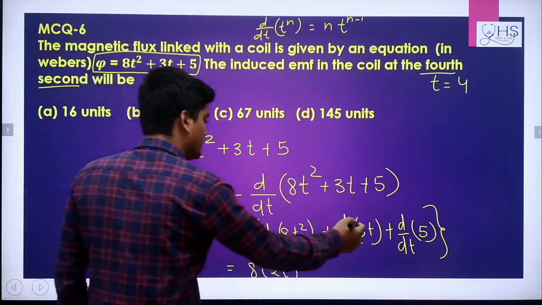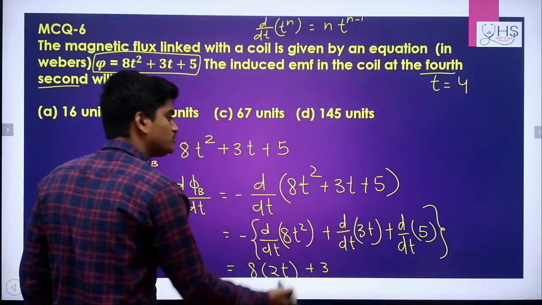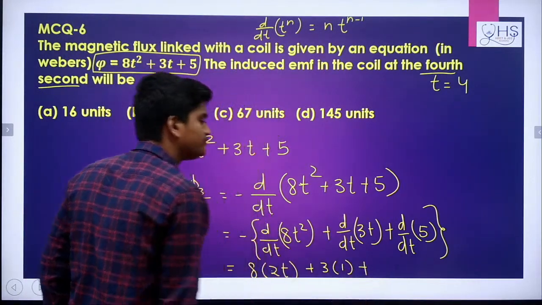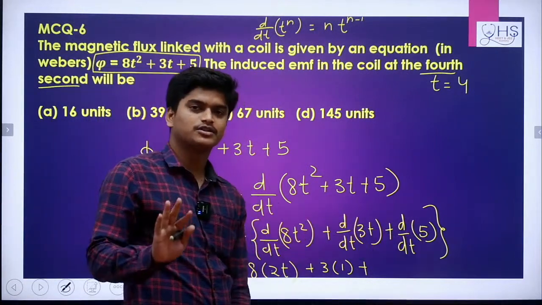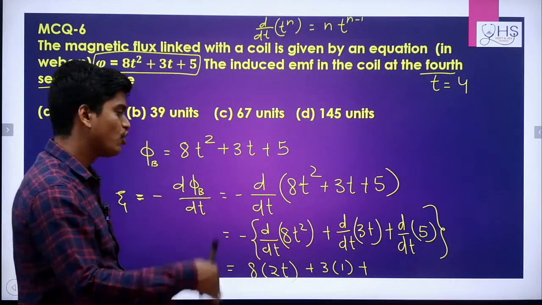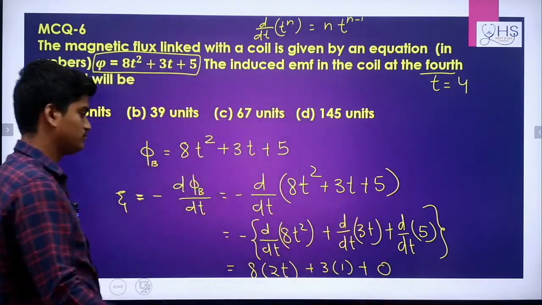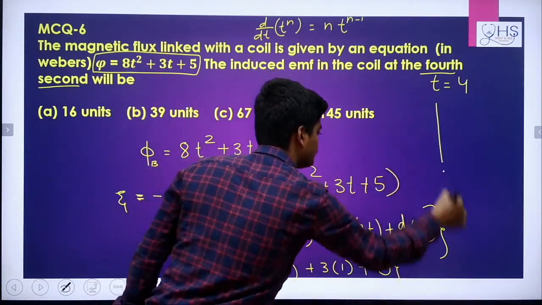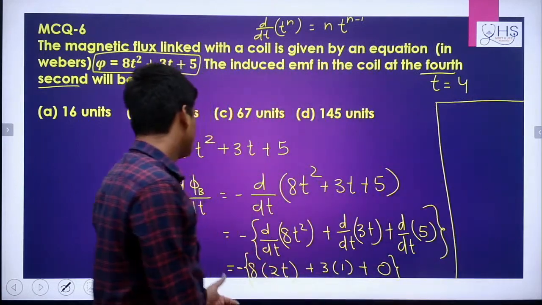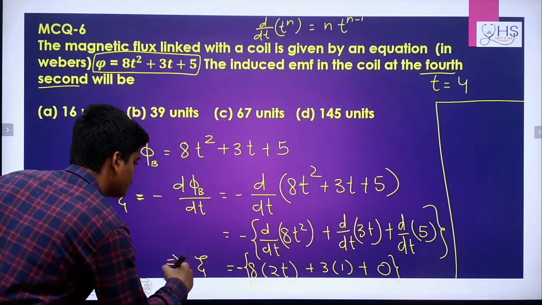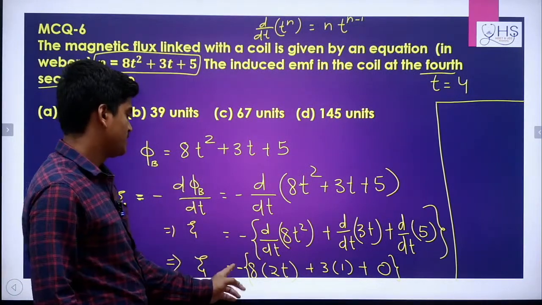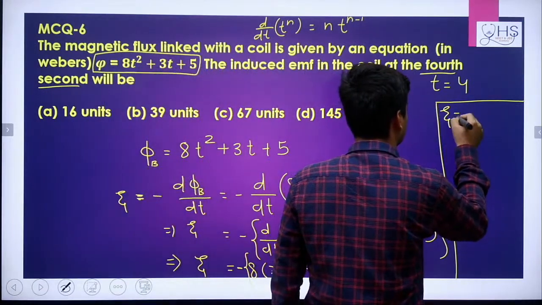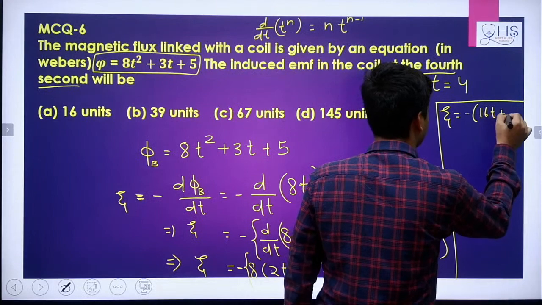Now 8 into 2t, plus similarly 3 is a constant and will come out, and t is the variable, so dt by dt will be 1. And here only one constant is there, that is 5, and you know the constant derivative is 0, so I will put 0. Now you can keep the minus here. Next, listen. So what is my EMF here? My EMF is minus 16t plus 3.